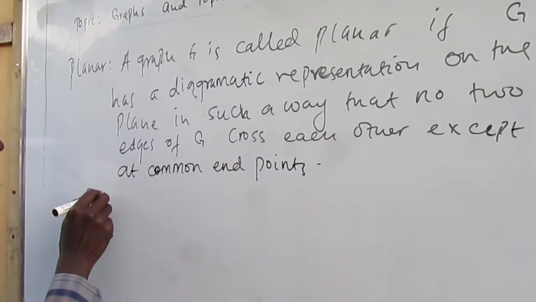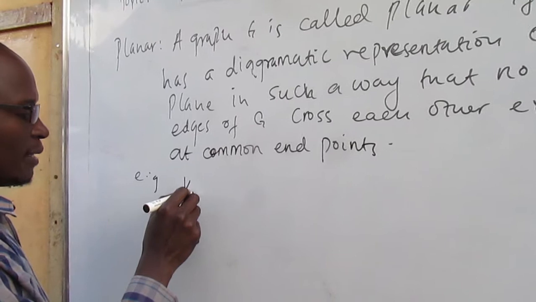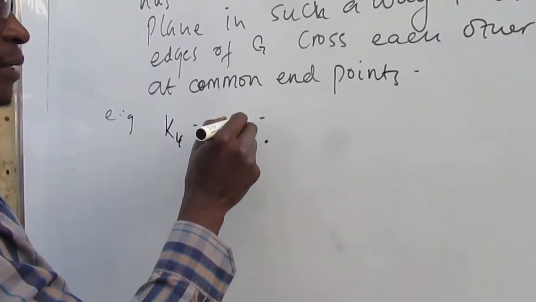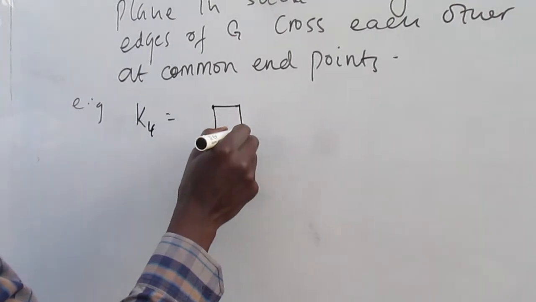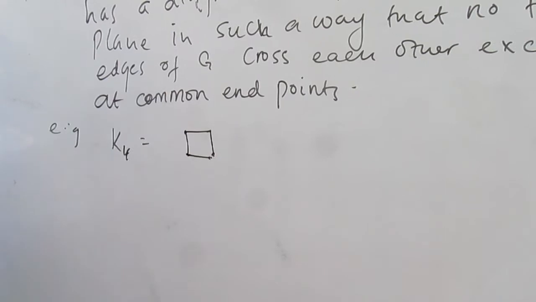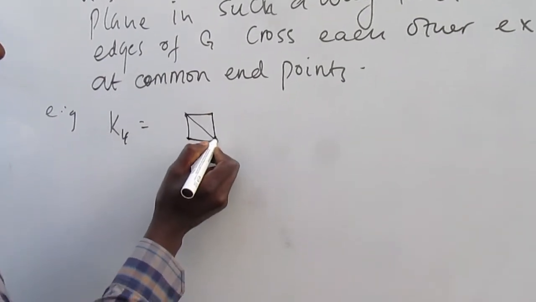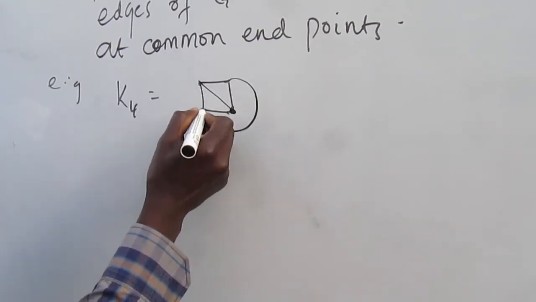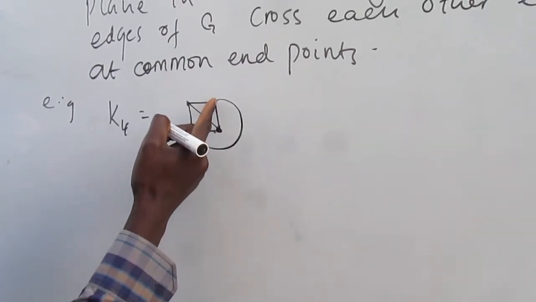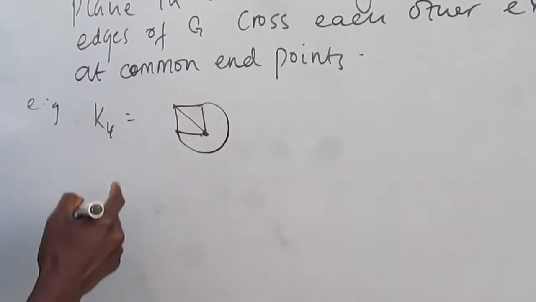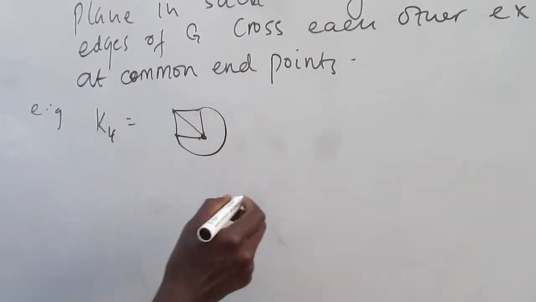So for example, K4, remember, was represented with some crossing diagonals. If we have a representation in which K4 is drawn like this, so that instead of having this diagonal crossing this first one, then this is now the planar representation for K4.